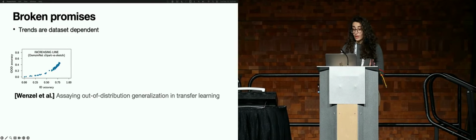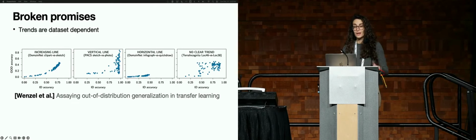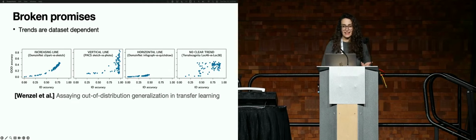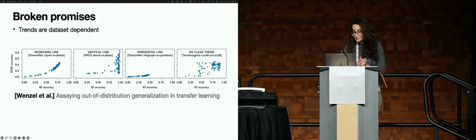In other work by Wenzel and collaborators, they showed that they can reproduce this trend of highly correlated accuracy, where good accuracy in distribution is correlated with good accuracy out of distribution, but they were able to recreate it only in some of the data sets that exist. In other data sets the trend was completely flipped, or it was entirely nonsensical. There are some of these plots that don't really show a discernible pattern.